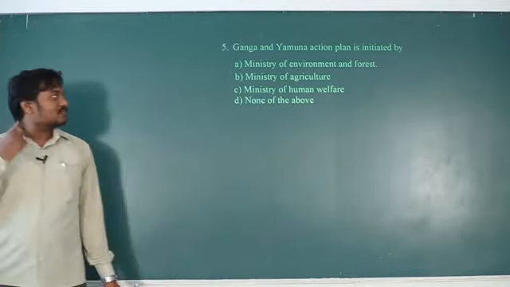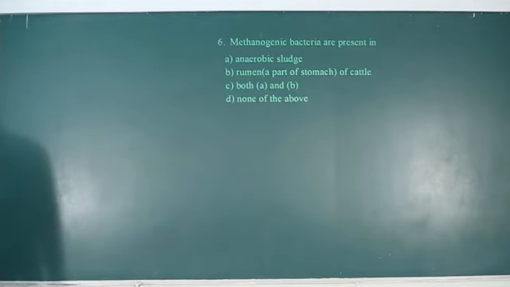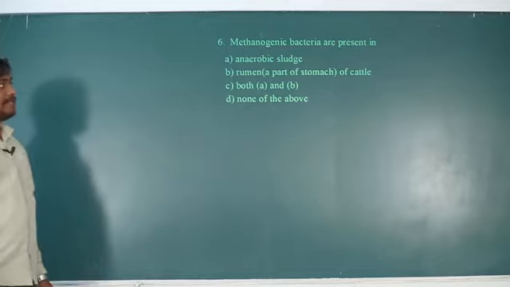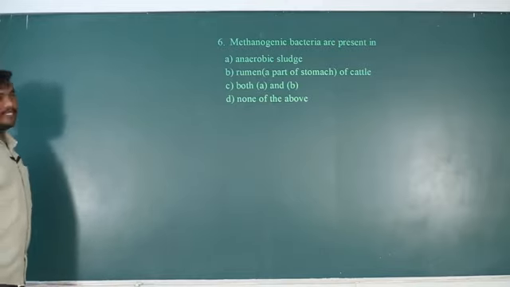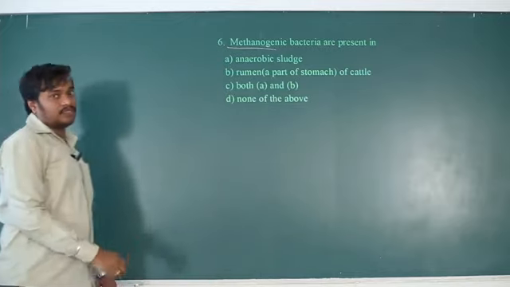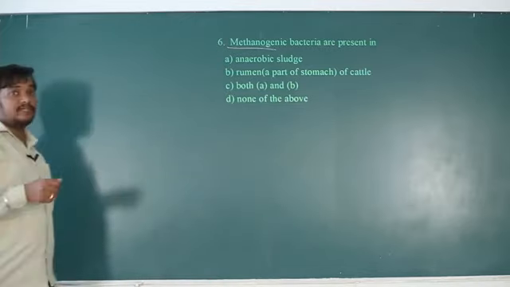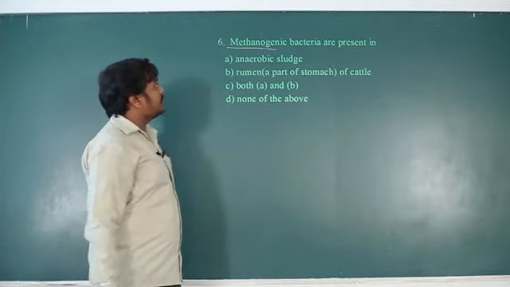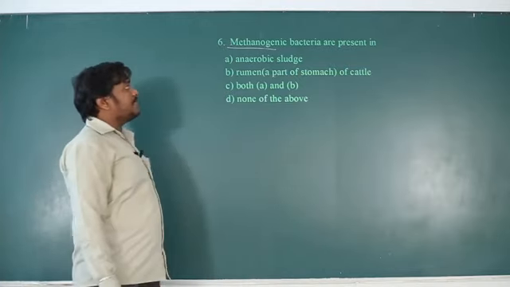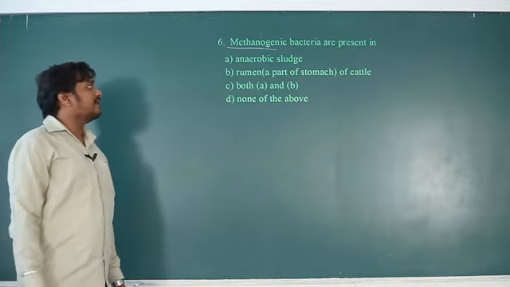Okay, yeah. So next question 5. Next question 6. Methanogenic bacteria are present in. So methanogenic bacteria, those that produce methane, are called methanogens. Methanogens are archaebacteria. They have the ability to produce methane gas. They are present in anaerobic sludge or the rumen, a part of the stomach of cattle, both A and B, and none of the above.